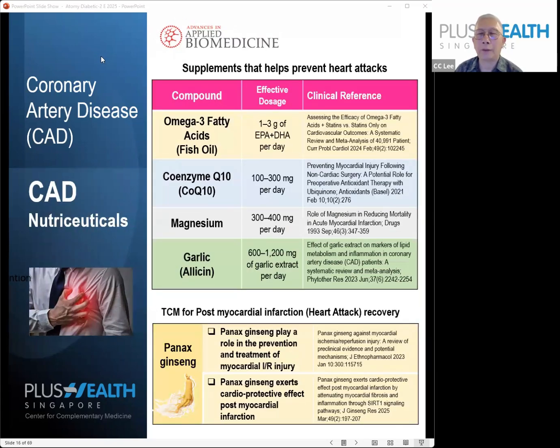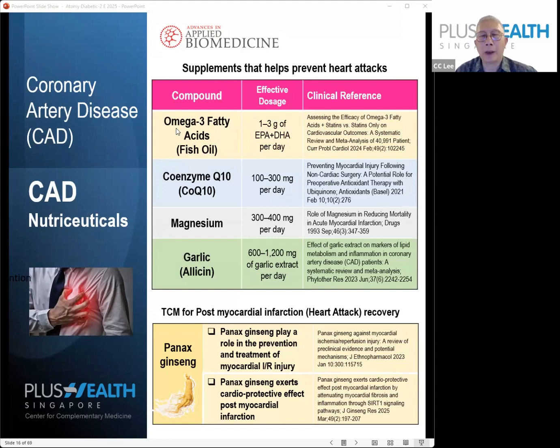Okay, now I think that we should be more interested in nutraceuticals, that means supplements that can actually help prevent heart attack, right? So in here, basically, I listed 4 clinically validated effective supplements, how effective they are, and the dosage itself. They have clinical evidence to show that they are able to prevent or reduce the risk of having a heart attack itself.